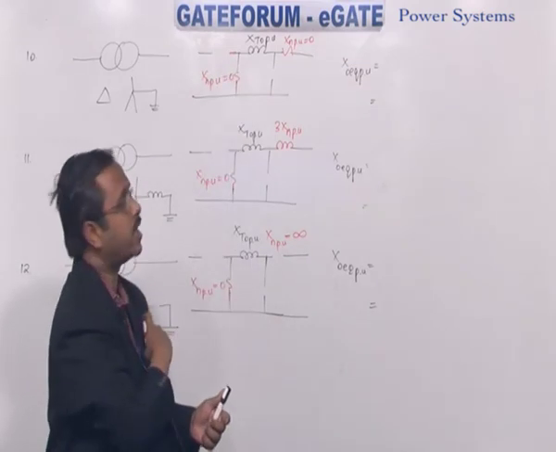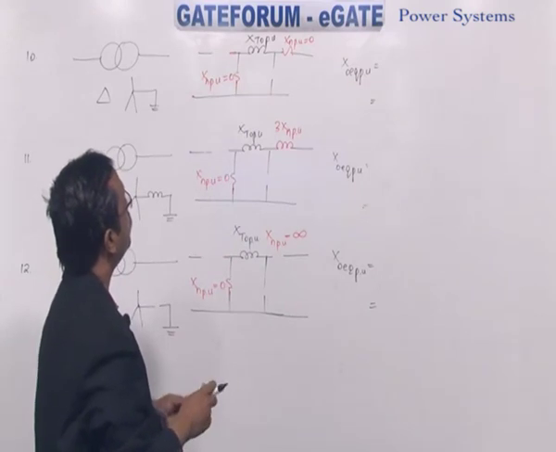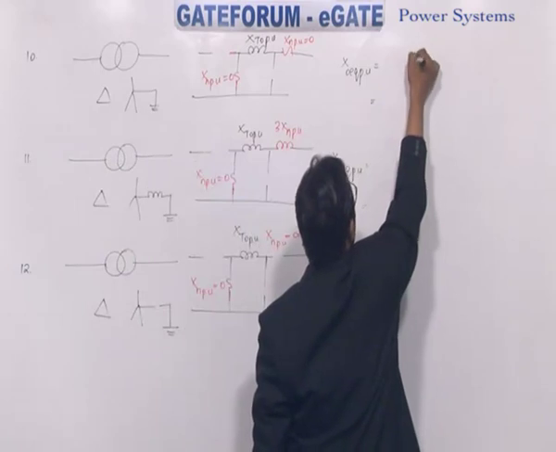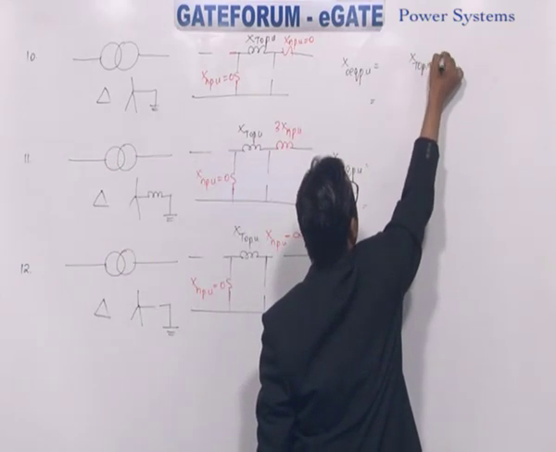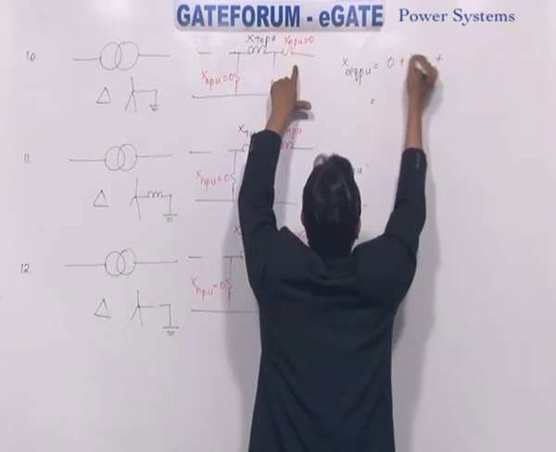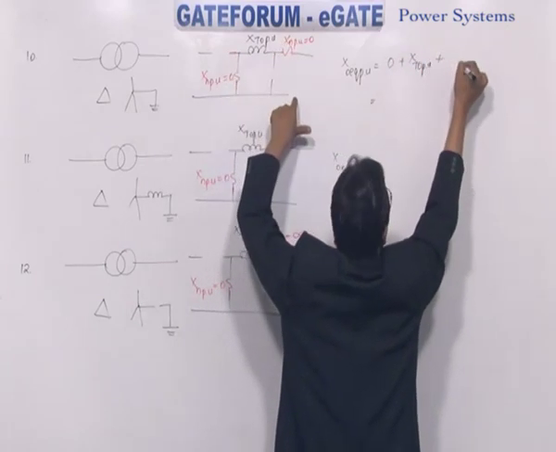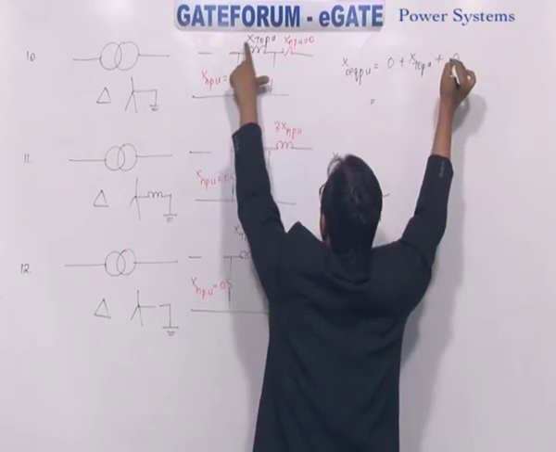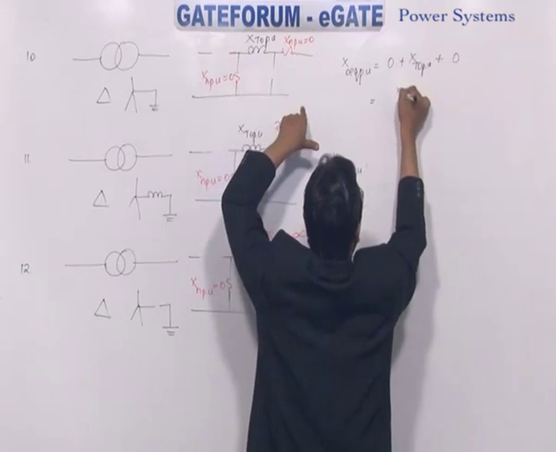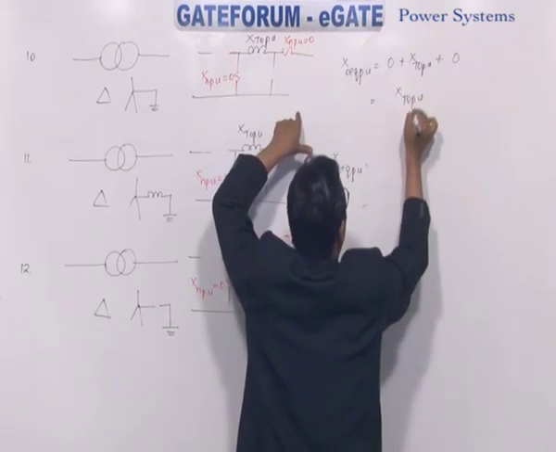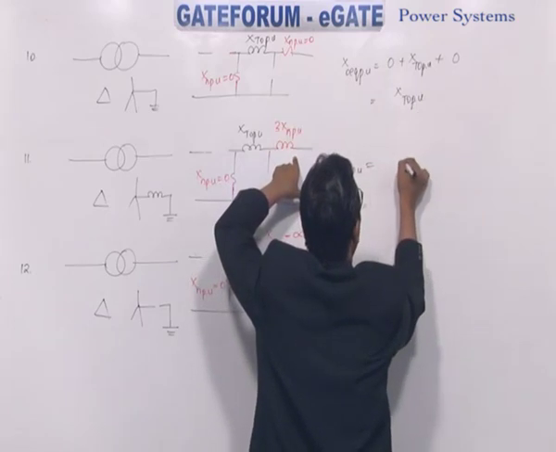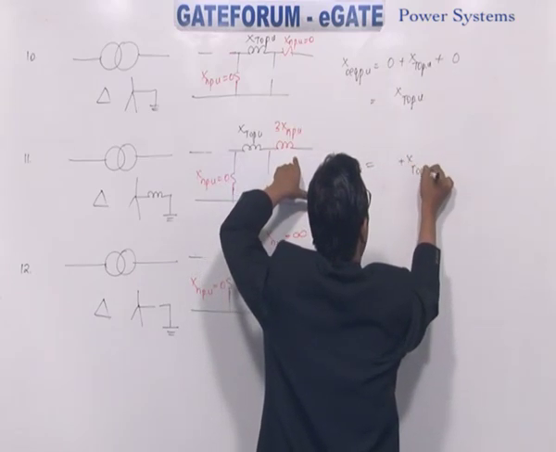So what about X naught equivalent per unit? By default, you have XT naught per unit. Then the switches we have operated, series switch, here shunt switch. So this is the path to be considered to calculate X naught equivalent per unit. How much? XT naught per unit.